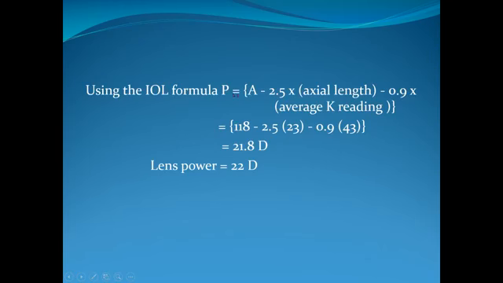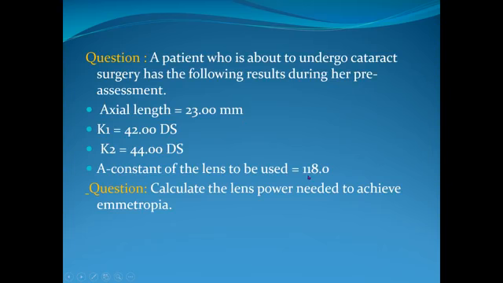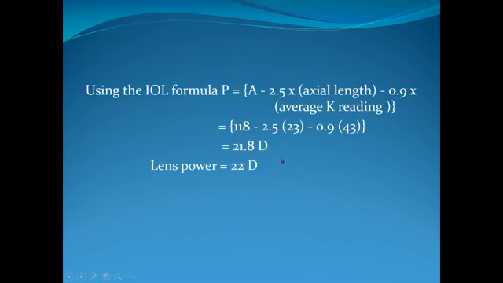Formula is P equals A minus 2.5 L minus 0.9 K. So A, as already mentioned, the constant is 118, and 2.5 times axial length of about 23, and 0.9 times K, where K is the average, 21.8, that means 22. That is some examiner's choice. By the SRK formula you calculate the power.